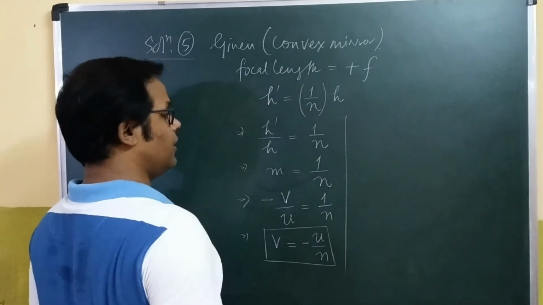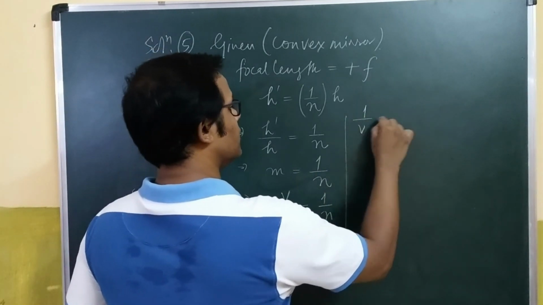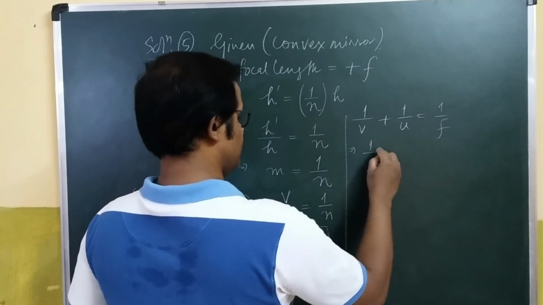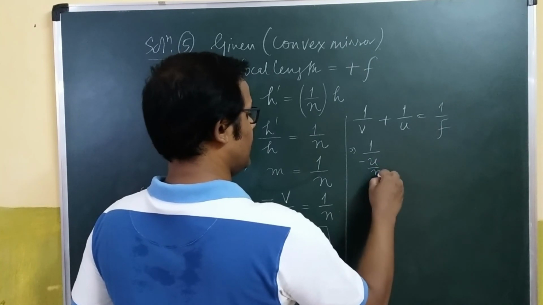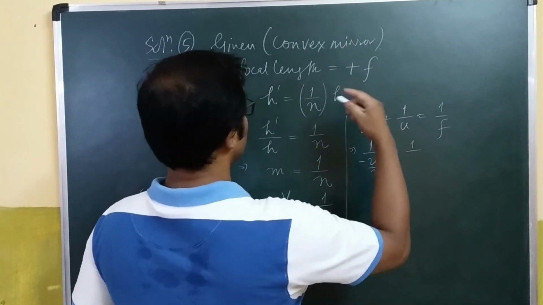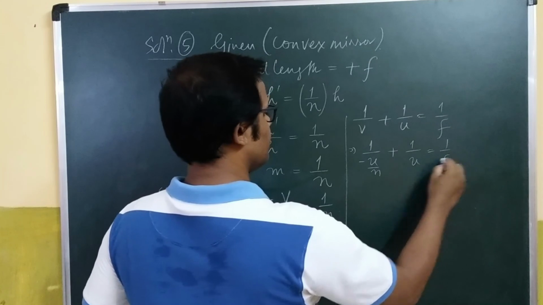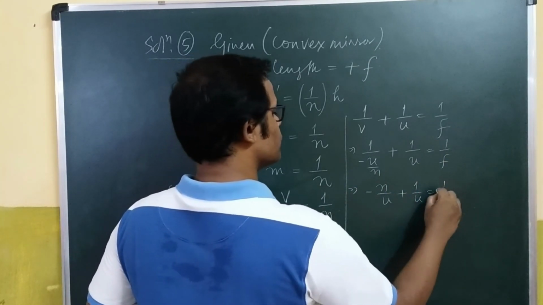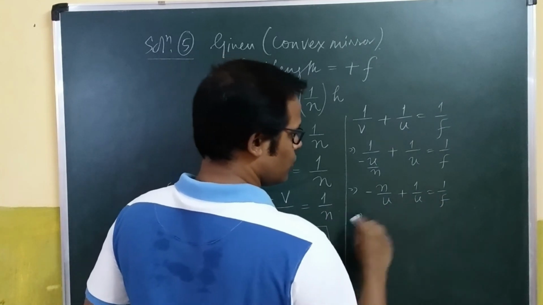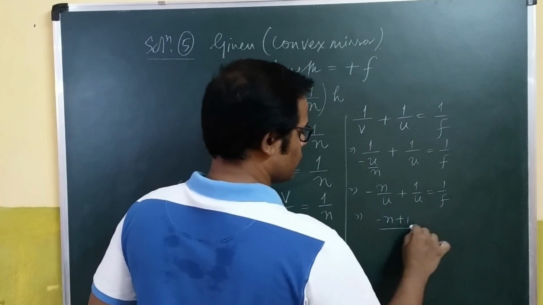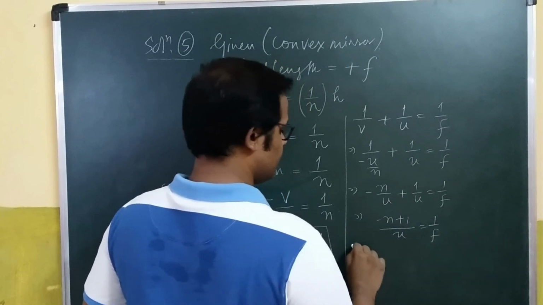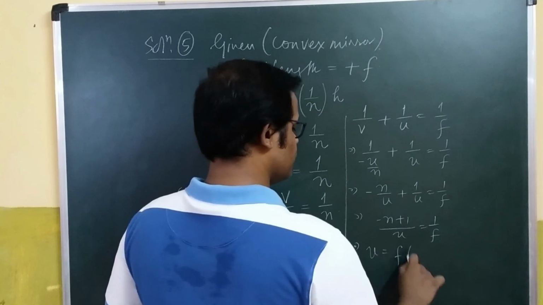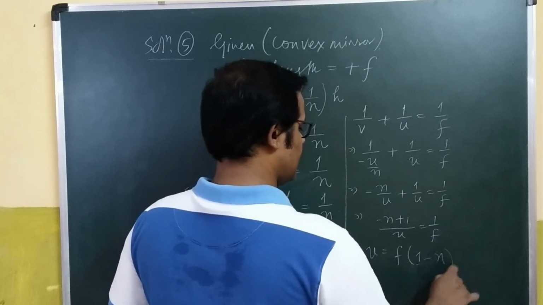So now we can find out from the mirror formula 1/v plus 1/u equals 1/f. So 1/v, minus u by n, plus 1/u equals 1/f, and here you find it is minus n by u plus 1/u equals 1/f. So it's going to be minus n plus 1, over u, equals 1/f. So u should be equal to f into 1 minus n.